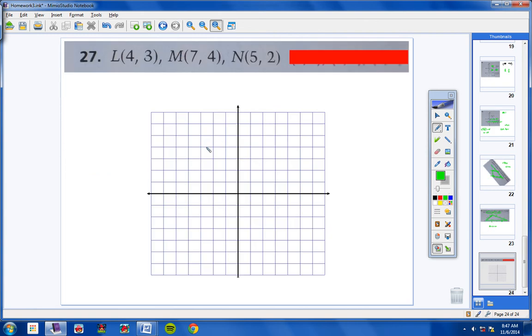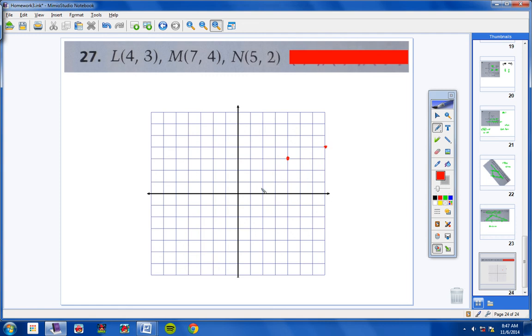Okay, let's find these are the endpoints of these are the midpoints of the sides of a triangle. So let's go over 4. 1, 2, 3, 4, up 3. Okay. And the other point would be 7, 4.